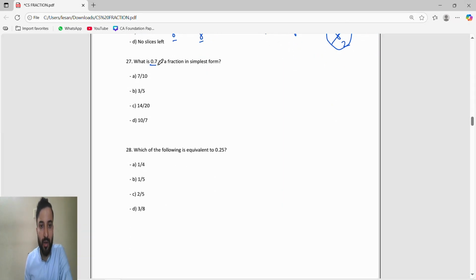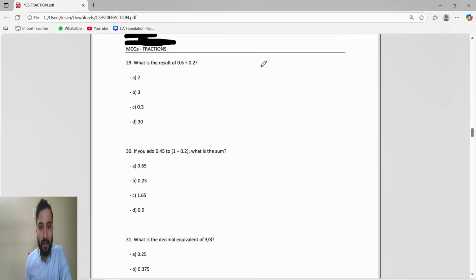What is 0.7 as a fraction in simplest form? Guys, 0.7 means you will remove this point, it will become 10. 7 by 10. That's it. Which of the following is equivalent to 0.25? 0.25 means remove this point. It will become 25 by 100. Okay, then we know 1 fours are 4, 1 by 4.